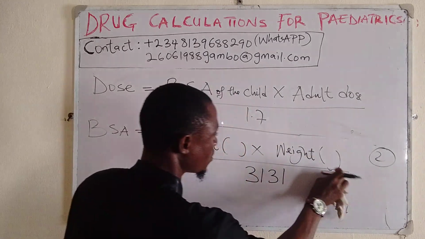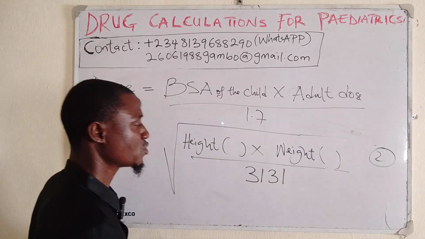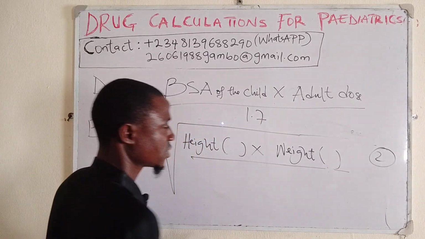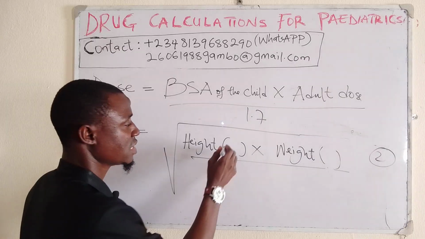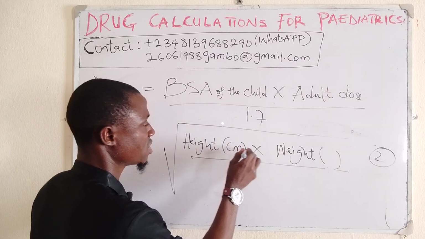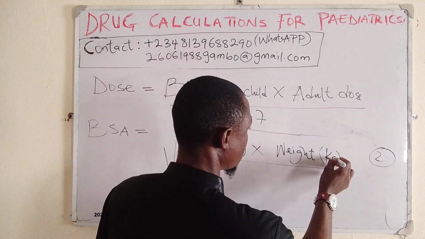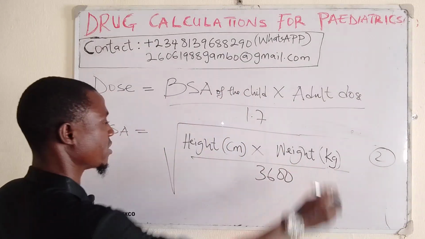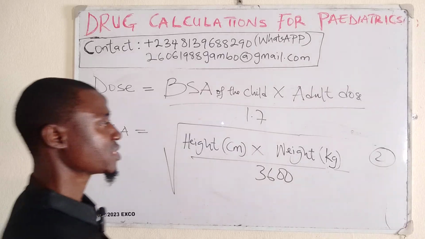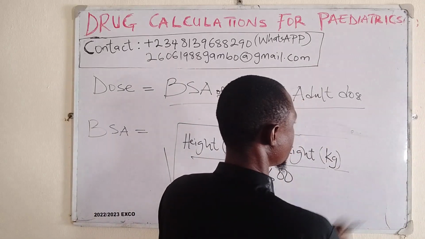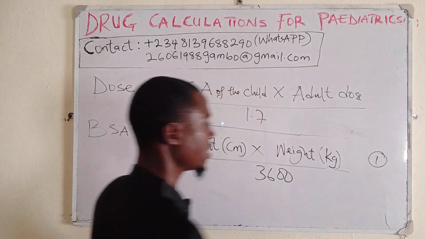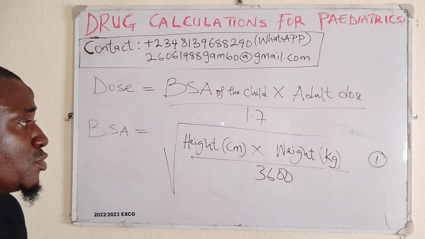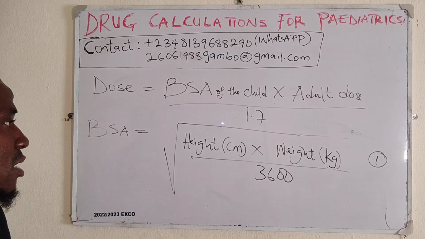So to avoid all of the conversions, we're going to use what suits our own setting here. Our setting is that our heights are usually measured in centimeters and our weight is always in kilograms, with our 3,600 all squared. So this is the first Mosteller equation, and this is what we are going to be using for our calculations.